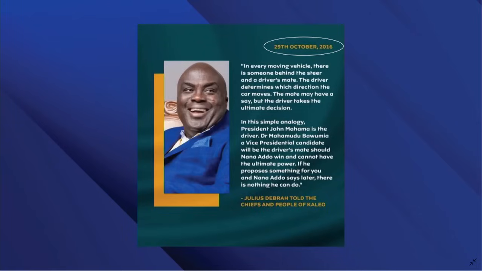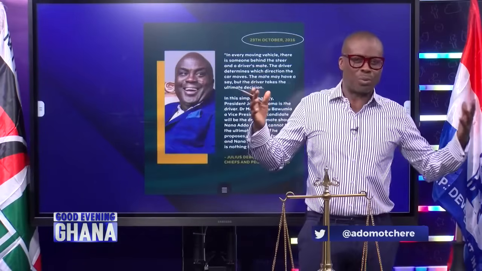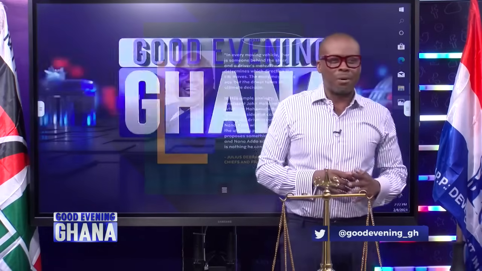In this simple analogy, President John Mahama is the driver. Dr. Mahamudu Bawumia, a vice presidential candidate, will be the driver's mate should Nana Addo win, and cannot have ultimate power. If he proposes something for you and Nana Addo says later, there is nothing he can do about it. Julius Debra was addressing voters in the north when they were comparing President Mahama. And this is how history comes to haunt all of us. And this is where we will bring our presentation on the Mahamudu Bawumia first part to a close and then go and look at some of the things he said.